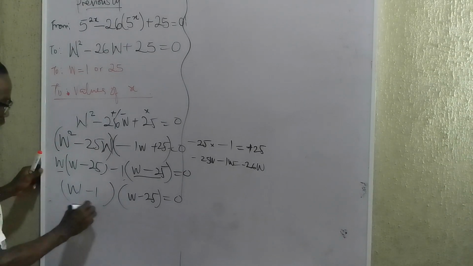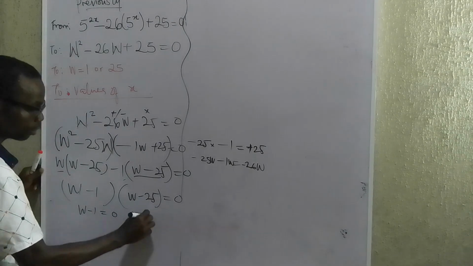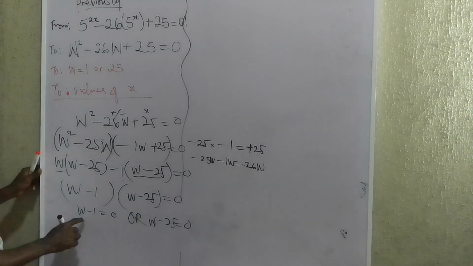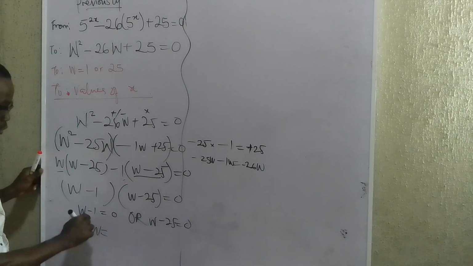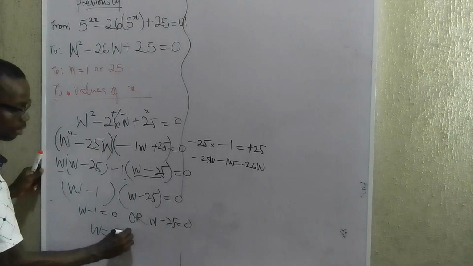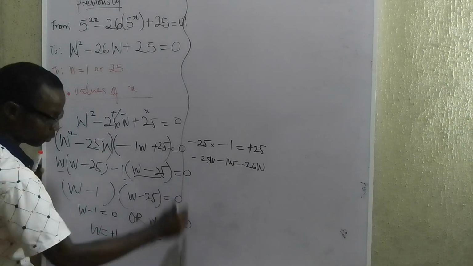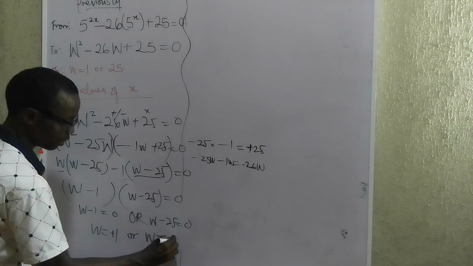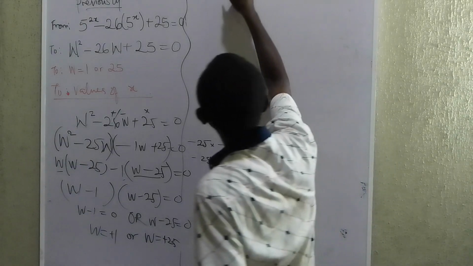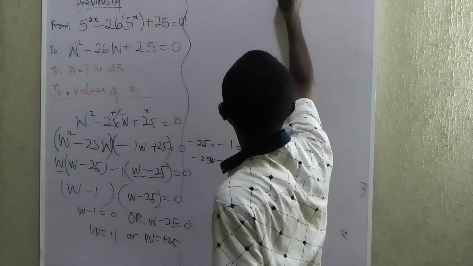So what that means is W minus 1 is equal to 0, or W minus 25 is equal to 0, which means that W is equal to, cross the equals sign, minus 1 becomes plus 1, or W is equal to, cross the equals sign, becomes plus 25. In other words, W is equal to 1 or 25.